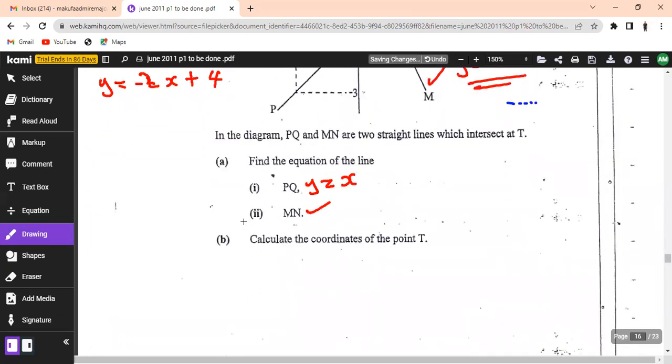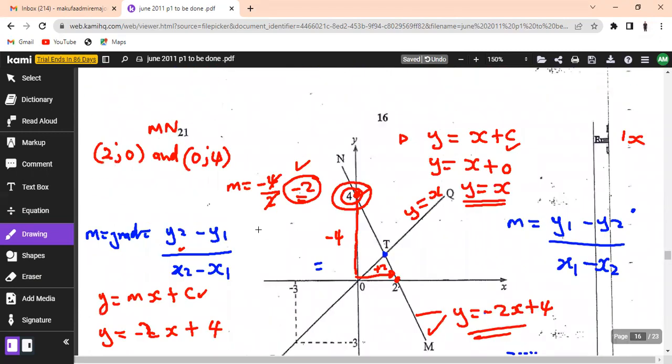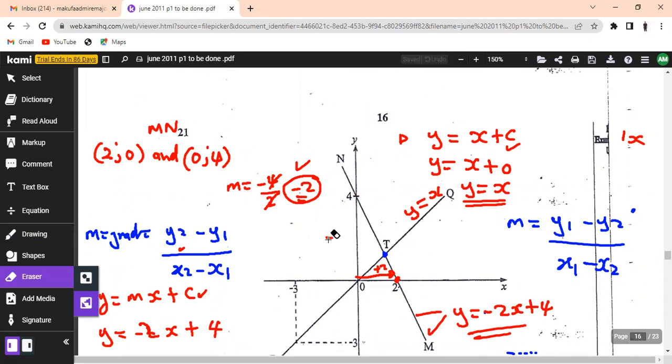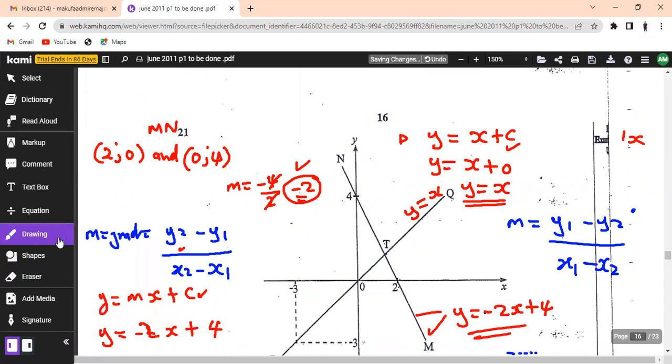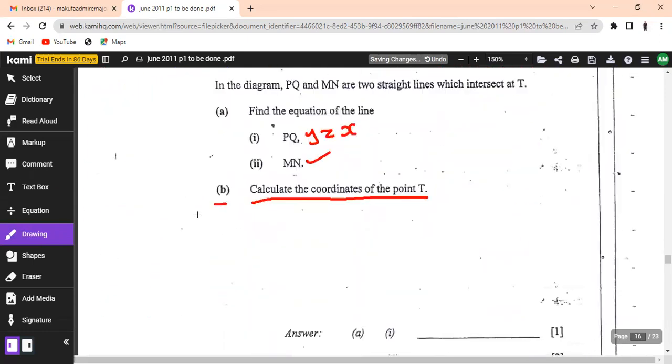So you've got the equation of MN, then B, calculate the coordinates of the point T. Wow, how can they have the guts, guys, to ask us this question? They know that you must understand that whenever you are working with straight lines, or even any other graph that you're going to have in the future, T is the point of intersection of the two graphs. So what you need to know is that at the point of intersection, the two graphs are equal.